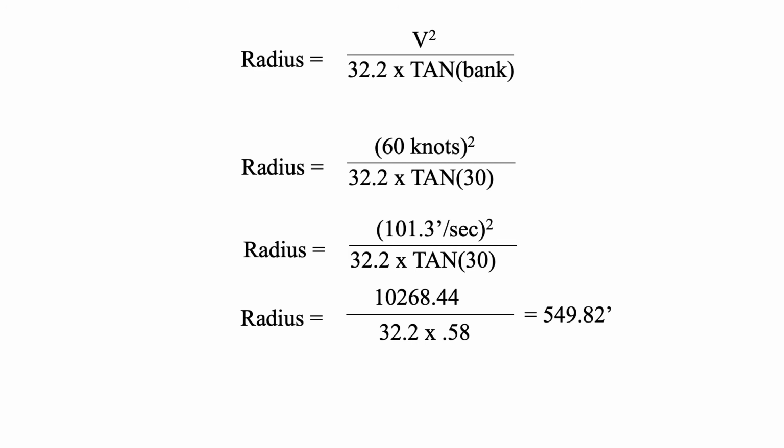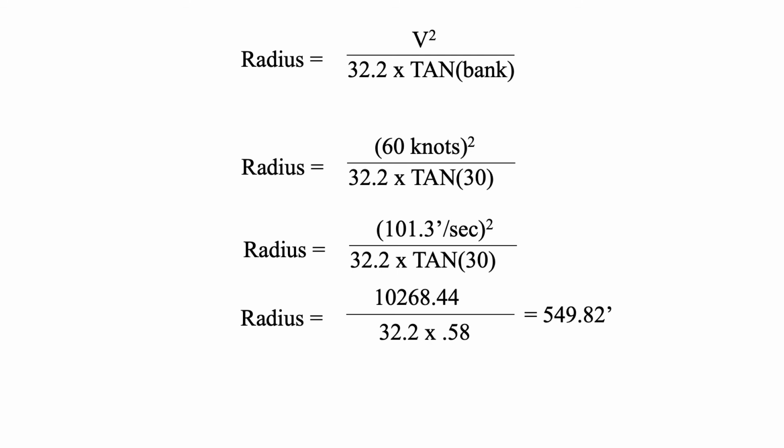So let's play around with that formula a little bit here. Now, the velocity has to be converted into feet per second in order to use this formula as is. The reason for that is that the acceleration due to gravity is in feet per second squared. So let's put in 60 knots. We convert that to feet per second. We're going to put in a 30-degree bank angle. And what that gives us is this number divided by this number gives us about 550-foot radius. So at 60 knots at a 30-degree bank, we can get about a 550-foot radius.